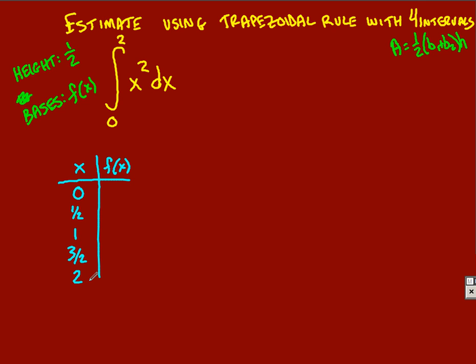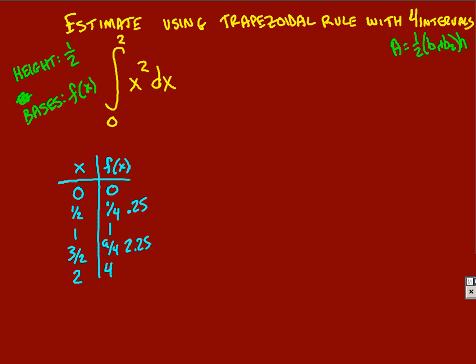And then to find f of x, this is my f of x right here, x squared. 0 squared is 0, 1/2 squared is 1/4, 1 squared is 1. This will become 9/4, and this will become 4. If you want it as decimals, this would be 0.25, and this would be 2.25. That's easier for you.